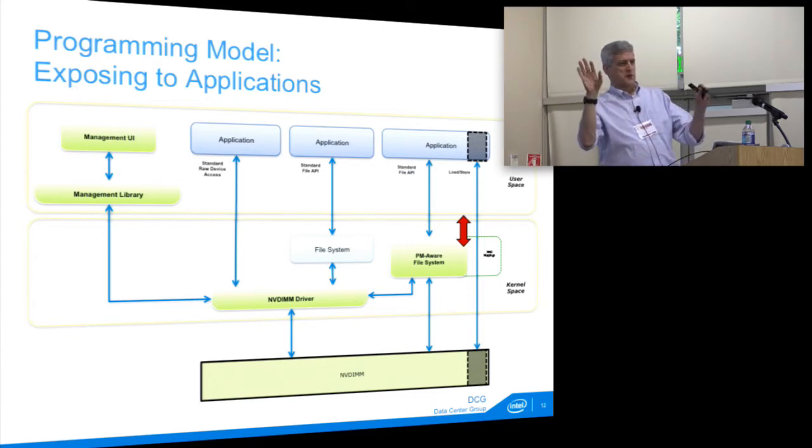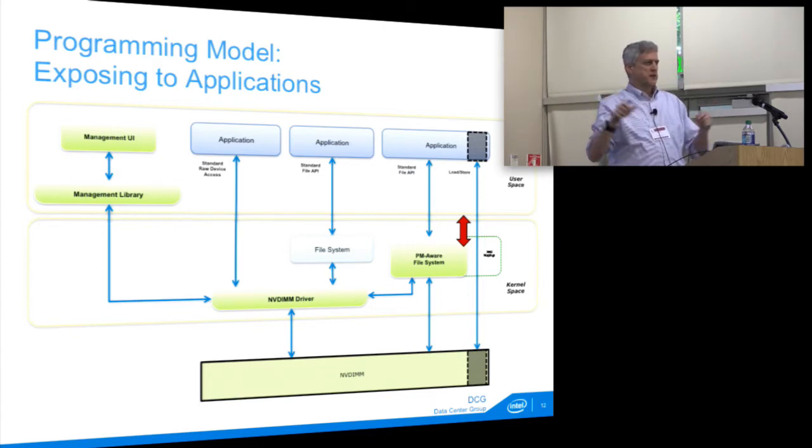Right after the initial page faults get the mappings established, there's no kernel code in the data path. There's no interrupts. There's no context switches. It is literally the shortest code path possible between an application and the persistence because you just do a load.